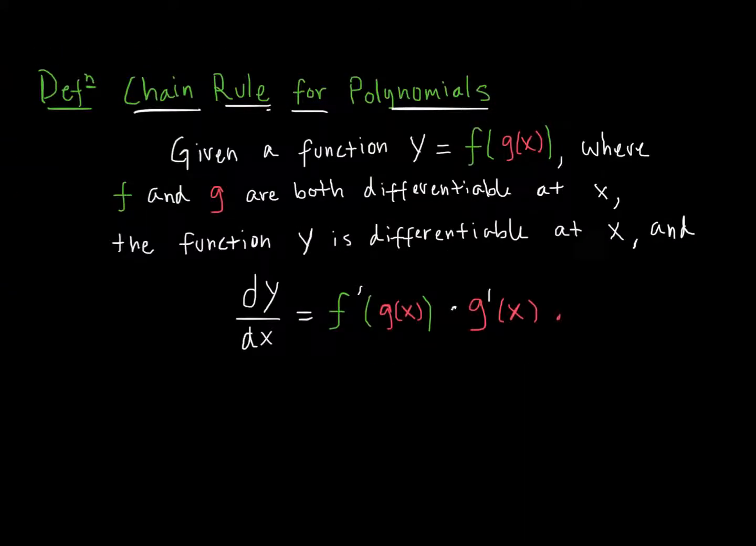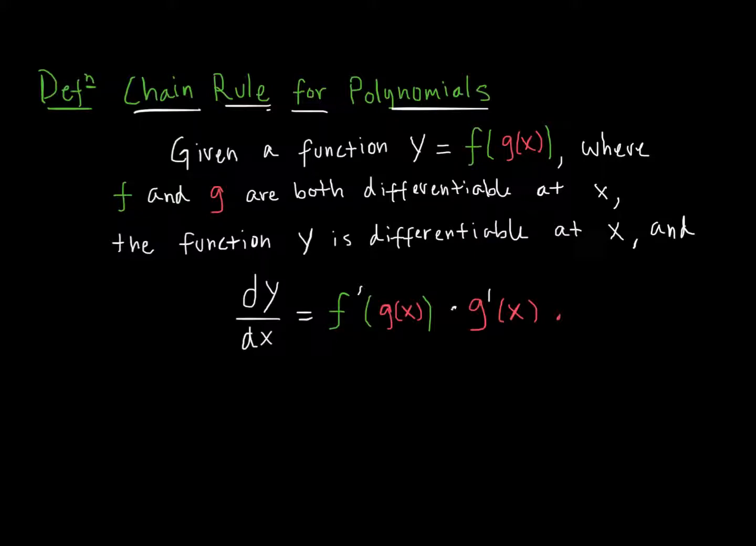All right, so here is the chain rule, and we're just going to apply it to polynomials first, so it won't be quite as big as the next time we see it when we'll apply it to a bunch of different functions. But given a function where y, this function y, is a composite function of f composed with g, or f of g of x, where f and g are both differentiable at x, meaning you could find the derivatives of each of these on their own. The function y is also differentiable at x, and you can find the derivative of y with respect to x using the chain rule, where you take the derivative of the outside function with respect to the inside function, and then you take the derivative of the inside function with respect to x.